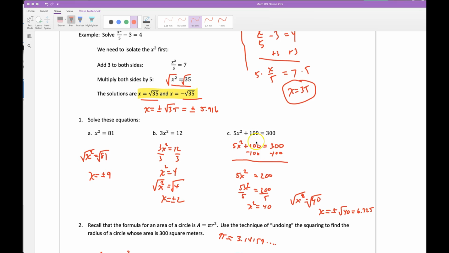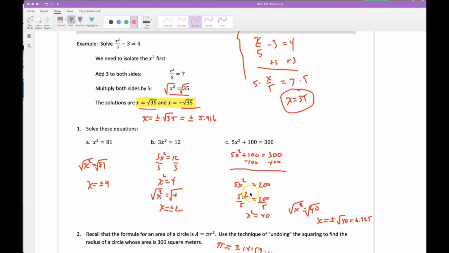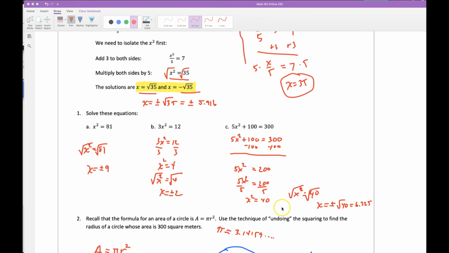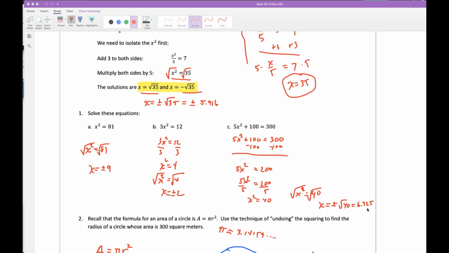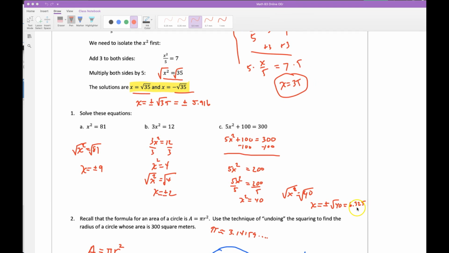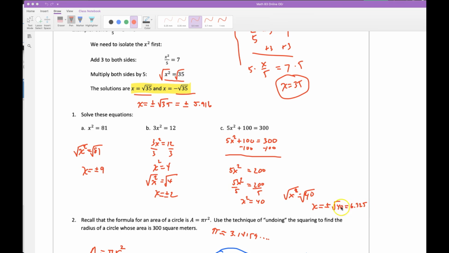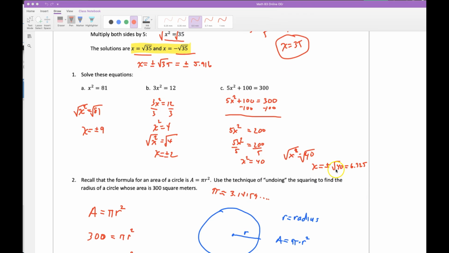Here again, multi-step: subtract 100 first, then divide by 5, and then take the square root here. I don't know what times what mentally equals 40. And so then you need a calculator. And again, Desmos is allowed. So I would use Desmos to simplify these expressions here. Square root of 40 equals 6.325.